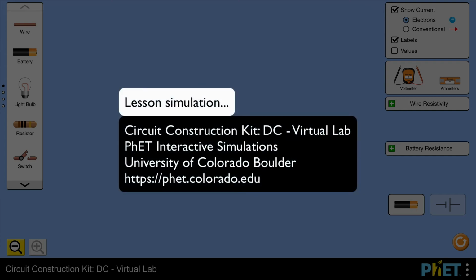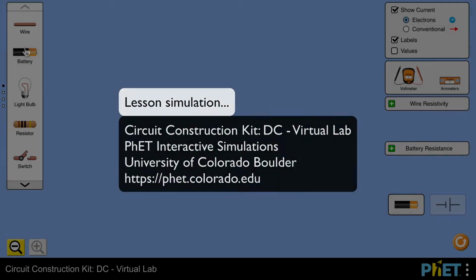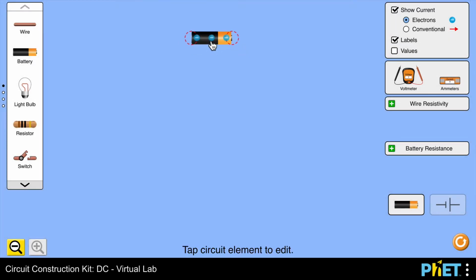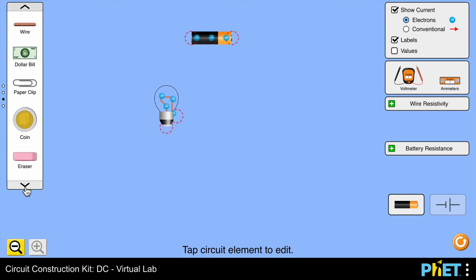Hi there. In this video, we'll be looking at conductors and insulators, building a simple series circuit. So I'm using this PhET simulation, and it is called Circuit Construction Kit DC Virtual Lab. Now, in order to test whether a material does conduct or not, I'm just going to build a simple series circuit with this thing here, which is labeled in the PhET simulation as a battery.